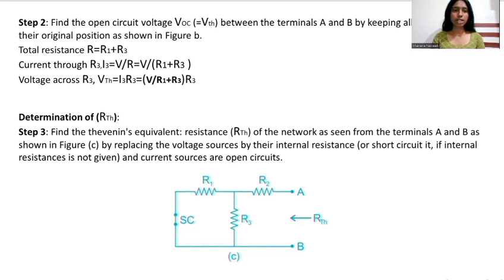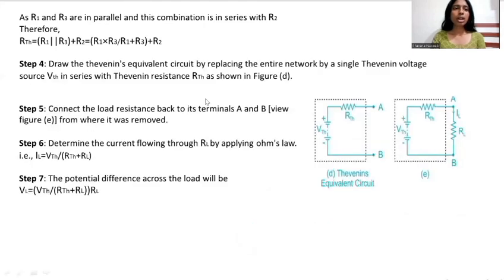For the determination of RTH, in step 3 we find the Thevenin's equivalent resistance RTH of the network as seen from the terminals A and B as shown in figure C, by replacing the voltage sources by their internal resistance, or short circuiting them if the internal resistance is not given, and current sources are open circuits. As R1 and R3 are in parallel and this combination is in series with R2, RTH equals R1 parallel to R3 plus R2, that is R1 into R3 divided by R1 plus R3, whole plus R2.